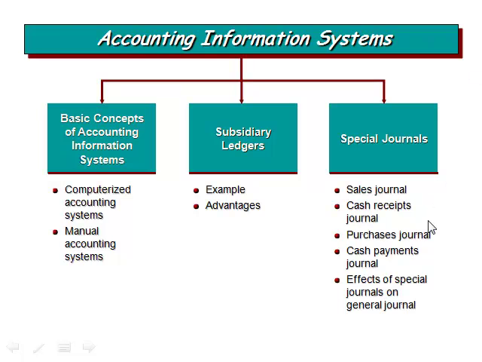Welcome to the chapter on accounting information systems. What we've looked at so far has been everything done manually, and we've pretty much used a general journal and a general ledger. We're now going to take a look a little bit at computerized accounting systems, and we're going to particularly look at subsidiary ledgers and their counterpart, which is special journals.